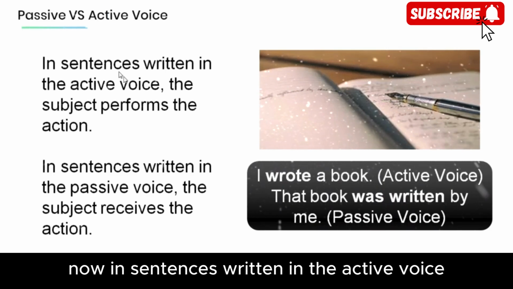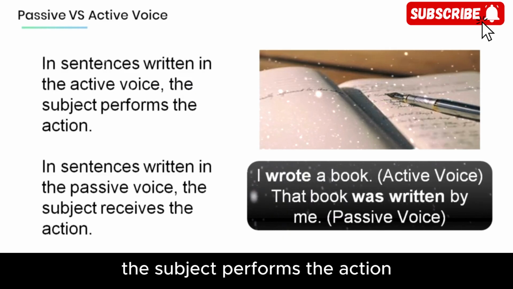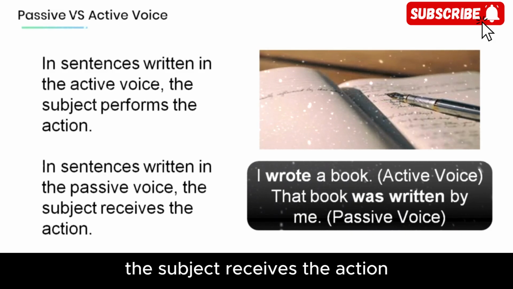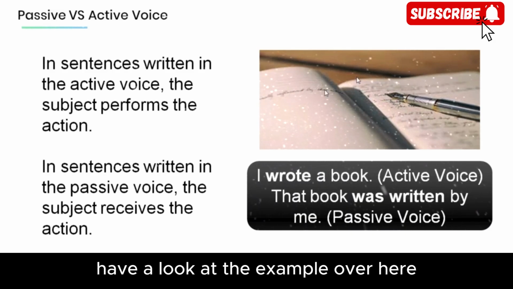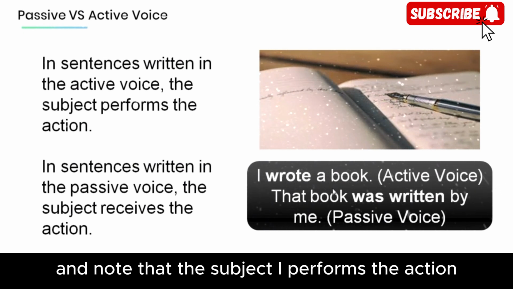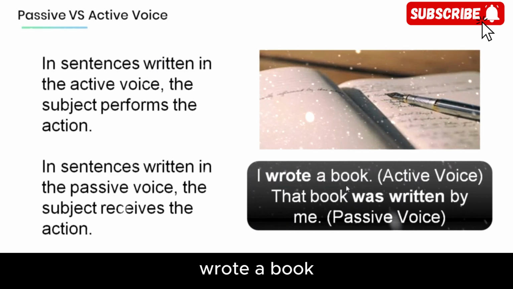Now, in sentences written in the active voice, the subject performs the action. And in sentences written in the passive voice, the subject receives the action. Have a look at the example over here. I wrote a book. Now, this sentence is in the active voice. And note that the subject, I, performs the action, wrote a book.